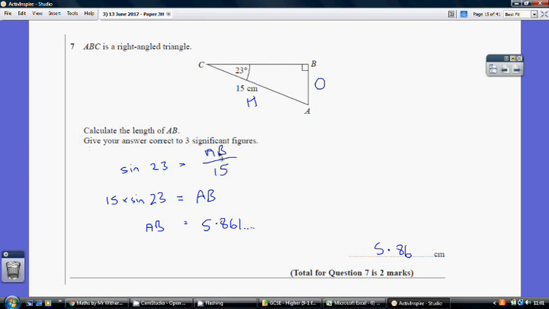So to make AB the subject, we multiply both sides by 15. Popping that into our calculator, we are multiplying 15 times sin 23, making sure your calculator is in degree mode. We get AB being a length of 5.861... So to three significant figures, that's 5.86.